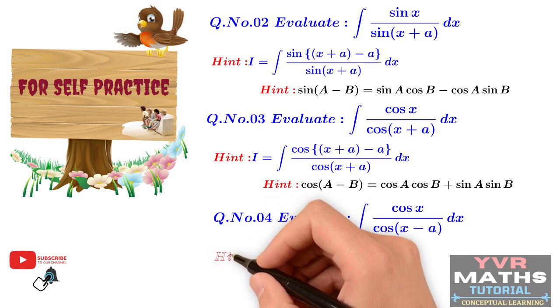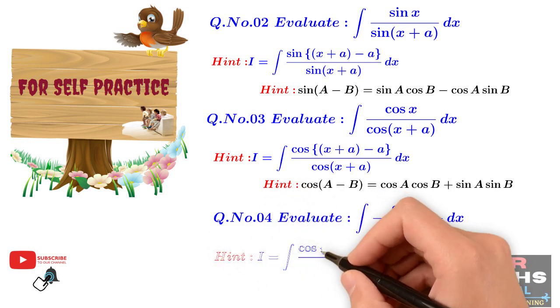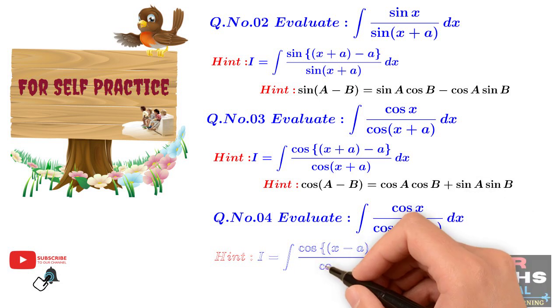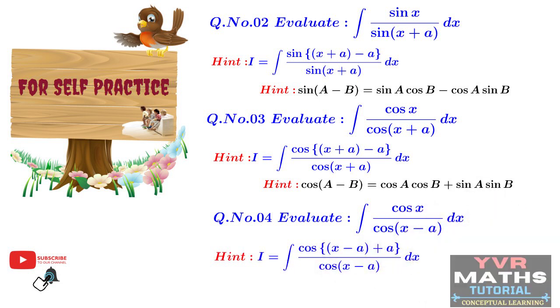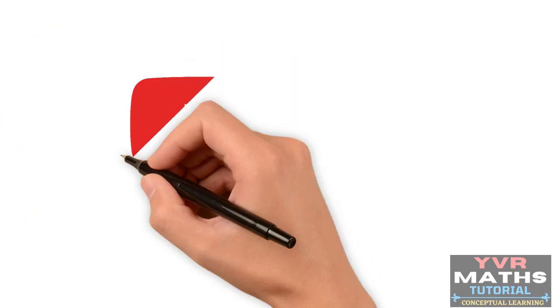See here, I is equal to integral cos of x minus a plus a by cos of x minus a dx. If you observe here, the numerator part is clearly in the form of cos of a plus b. So you can apply the cos of a plus b formula on the numerator and then split the terms. You will get the answer like the first question. So pause the video and complete these three questions and then go for the next question. I hope you understand this concept.